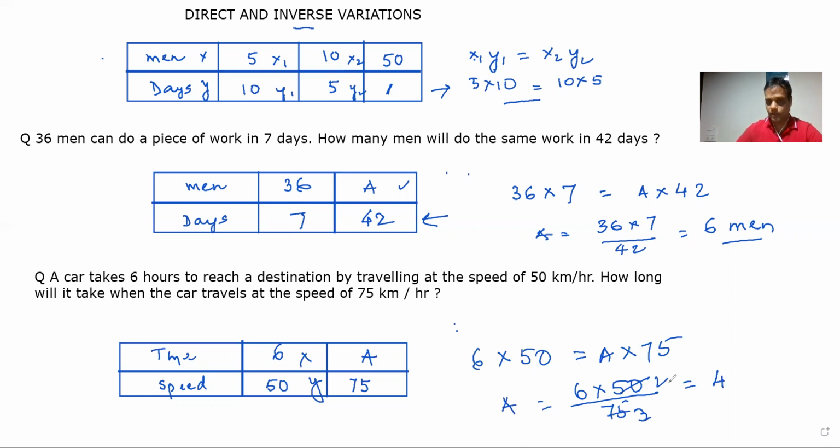What is 4? 4 hours is the time taken if the car travels at the speed of 75 kilometers per hour. This is how we do the sum. What you have to remember is the relationship of the two variables x, y, the product remains the same. x1 y1 is equal to x2 y2 in case of the inverse variation.